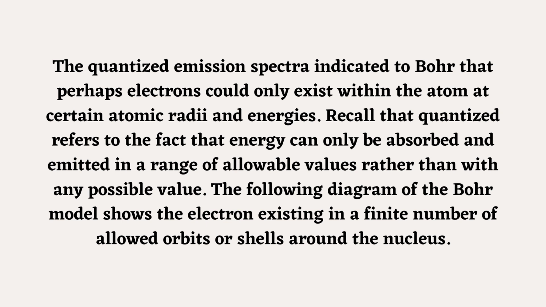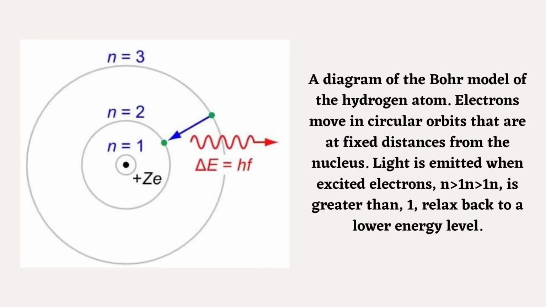The quantized emission spectra indicated to Bohr that perhaps electrons could only exist within the atom at certain atomic radii and energies. Recall that quantized refers to the fact that energy can only be absorbed and emitted in a range of allowed values rather than with any possible value. This diagram of Bohr's model showed the electron existing in a finite number of allowed orbits or shells around the nucleus.